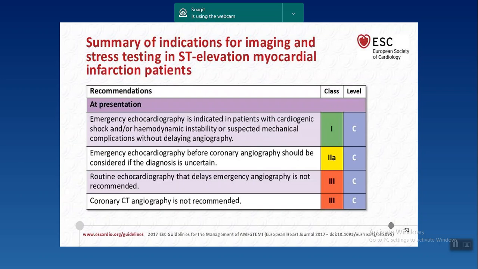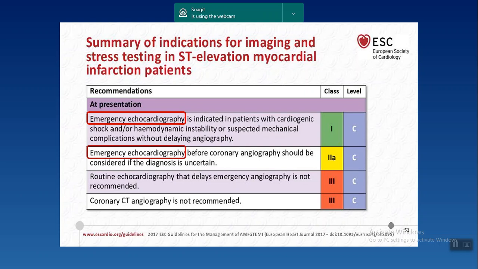What about the imaging? Should we do an echocardiography for all the patients presenting with ST segment elevation acute myocardial infarction? The answer is no. It's not routinely recommended. However, emergency echocardiography is indicated in patients presenting with cardiogenic shock or hemodynamic instability, because these patients might have underlying mechanical complications that might change the plan of management, like sending the patient to emergent open heart surgery after angiography, or involving the surgeon in the decision. So emergency echocardiography is only required in patients with cardiogenic shock or hemodynamic instability.